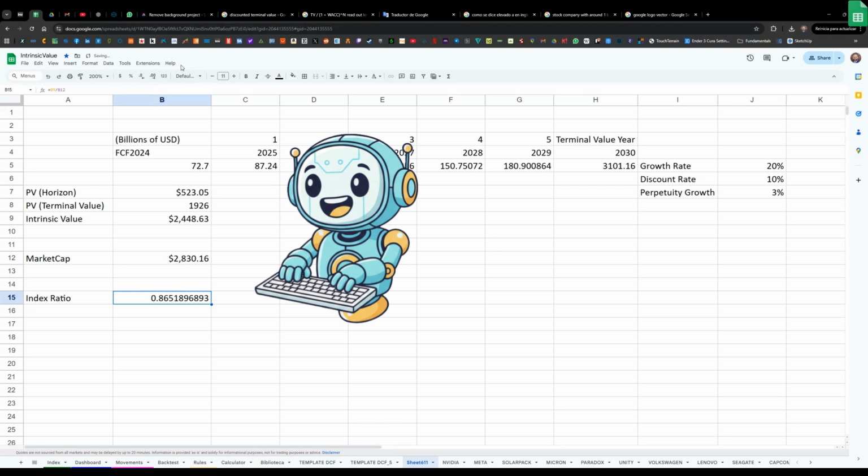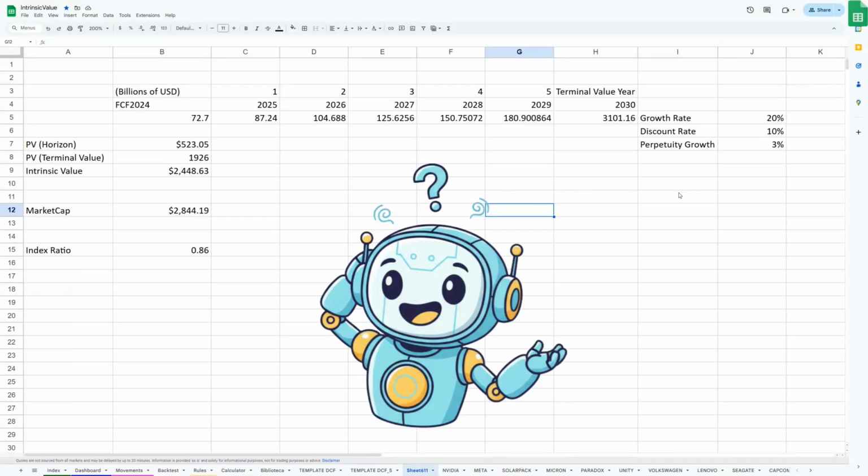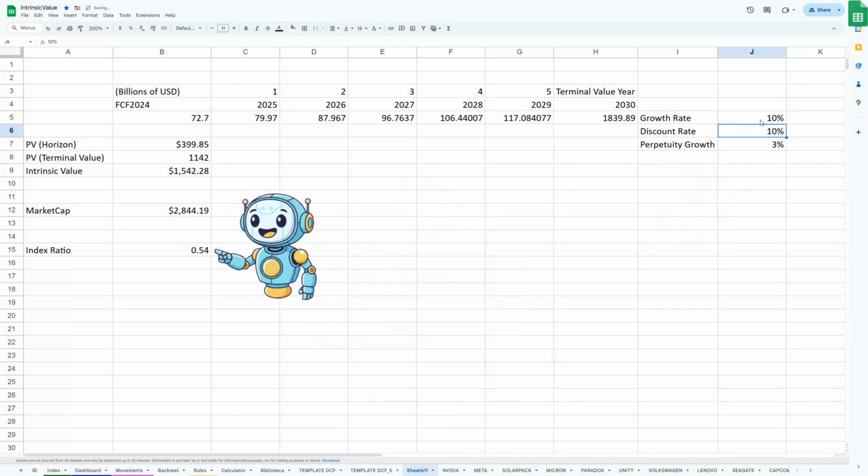Of course, we can play around with different parameterization to obtain a different intrinsic value and therefore a different index ratio. Let's see what happens with a lower growth rate. Logically, the intrinsic value decreases and now the stock seems to be even more overvalued. With a higher growth rate, we get the opposite results and we could be at a good opportunity. See the index ratio at 1.33?